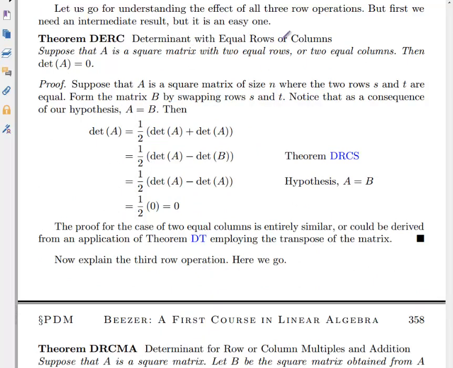Okay, here's another theorem that's going to help. If A is a square matrix with two equal rows or two equal columns, then the determinant is equal to 0. This is quite an interesting theorem. This follows from the earlier theorem that says if you swap two rows, you change the sign of the determinant. So if I have two equal rows and swap them, I get the same matrix. But according to that theorem, the determinant has become negative. So that means the only way that's possible is if the determinant is 0.